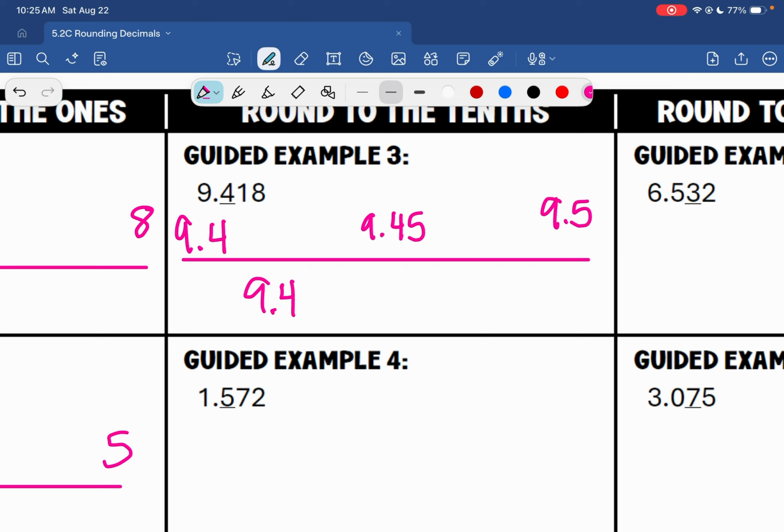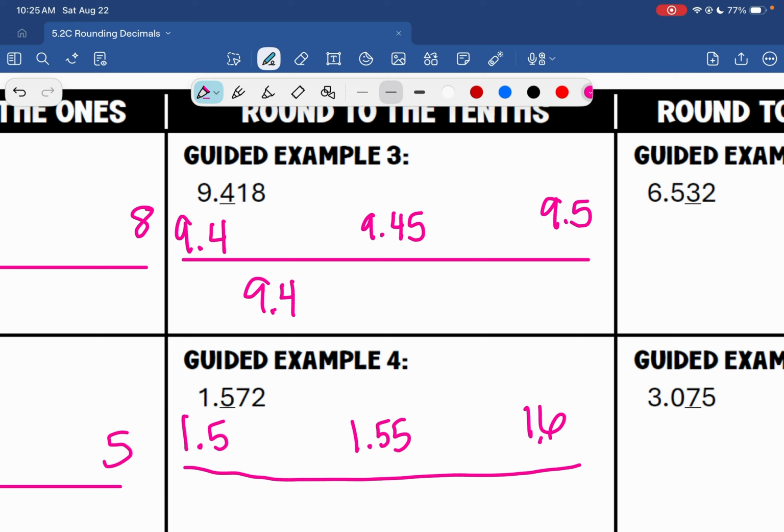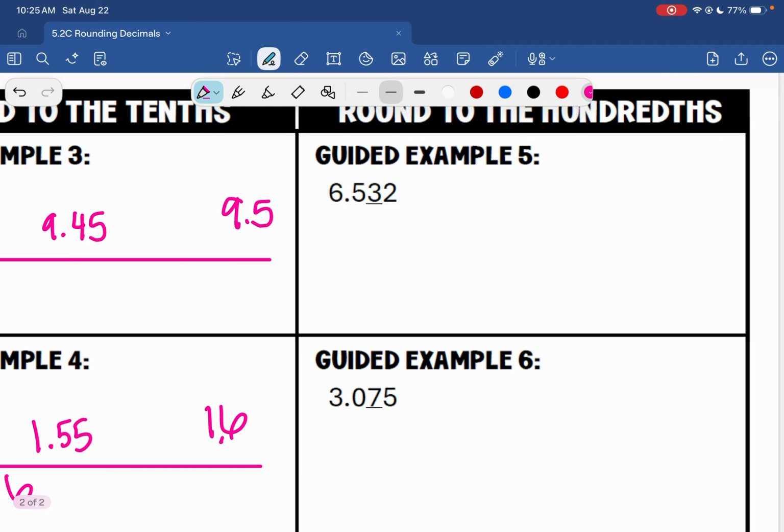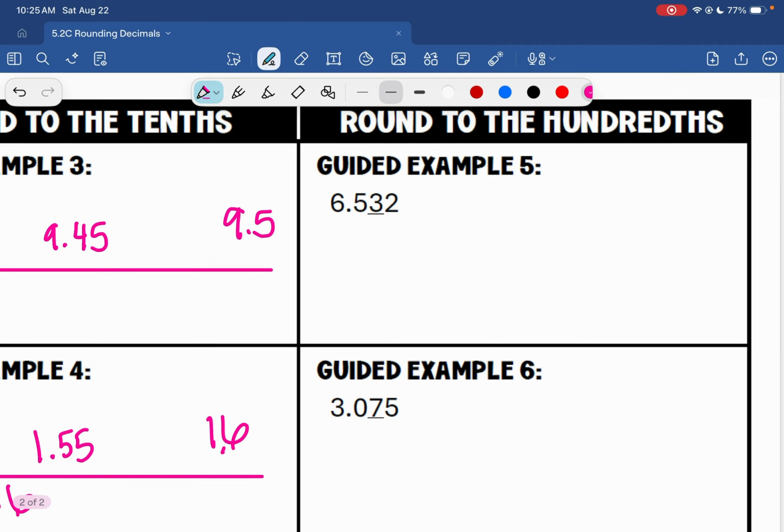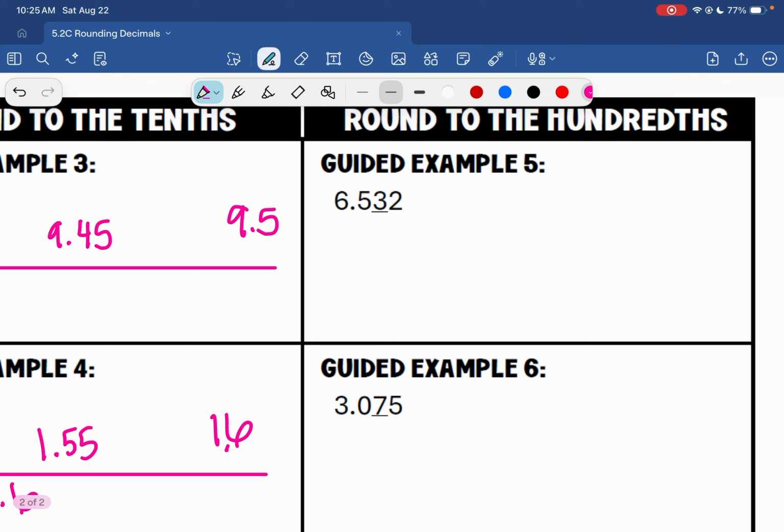For example 4, our benchmarks would be 1 and 5/10 and 1 and 6/10. Our number is 1 and 572 thousandths. Our midpoint is 1 and 55/100. The number we're rounding is greater than the midpoint, so it's closer to 1 and 6/10, and it rounds to 1 and 6/10. All right, now we're moving on to examples 5 and 6, and we're rounding to the hundredths place.